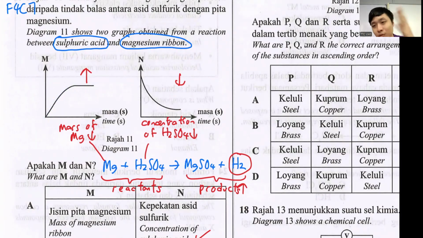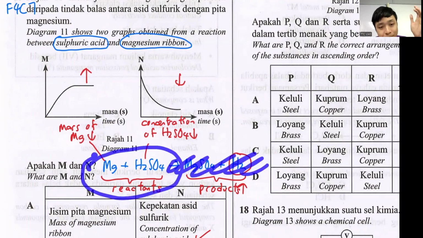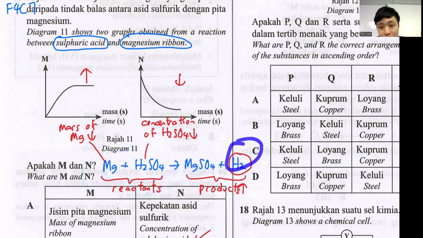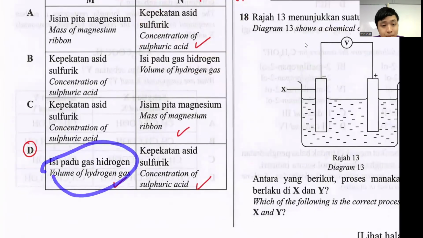At the beginning, before you get this, do you have hydrogen gas? No, right? Only after you put these two together do you get hydrogen gas. That's why hydrogen gas, of course, from 0 increases to maybe 60, maybe 100 cm cube. So of course, hydrogen gas will increase, which only the first option can match.